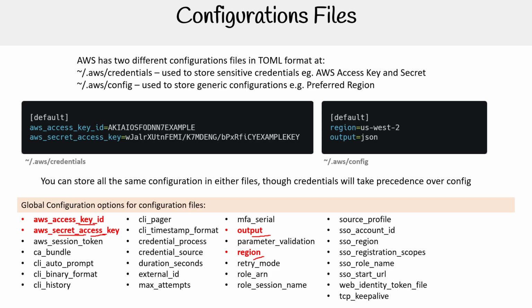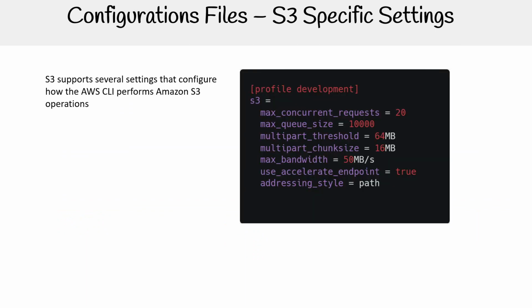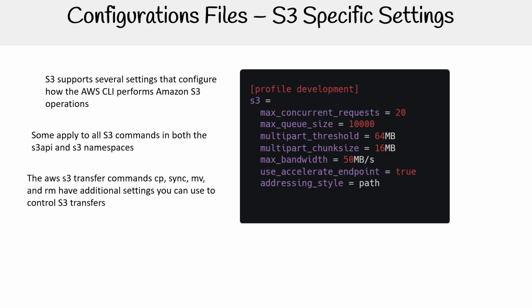There's also S3 specific settings, and I'm just going to bring them up quickly here. So they look like this, where you can set things like the concurrent requests and the max bandwidth. Some apply to all S3 commands in both the S3 API and S3 namespaces. If you don't know what those are, it'll make more sense when we go to the S3 section. The AWS S3 transfer commands, copy, sync, move, remove, have additional settings you can use to control S3 transfers.